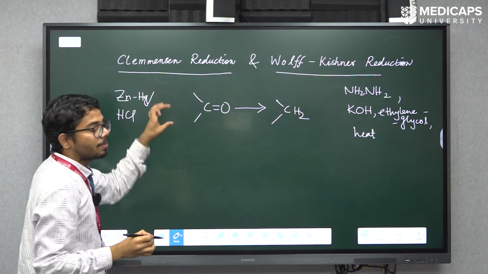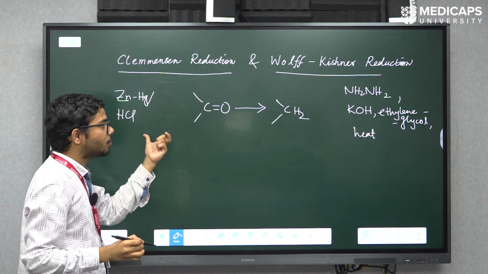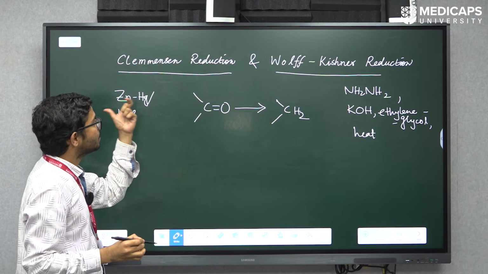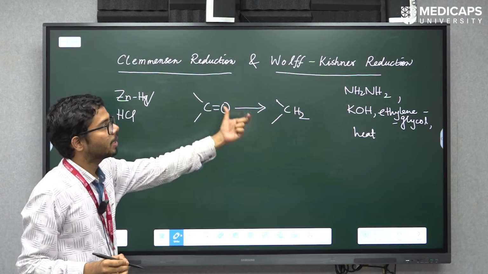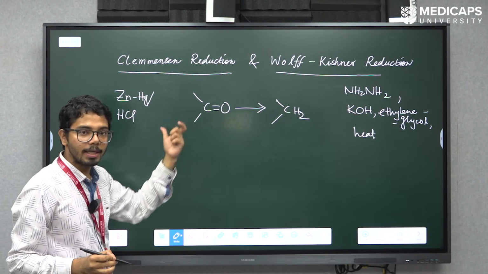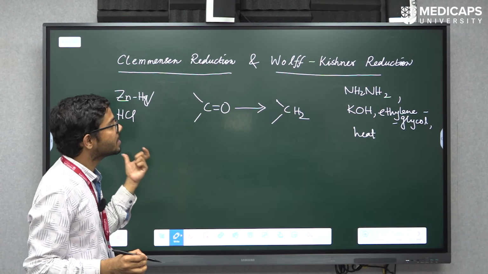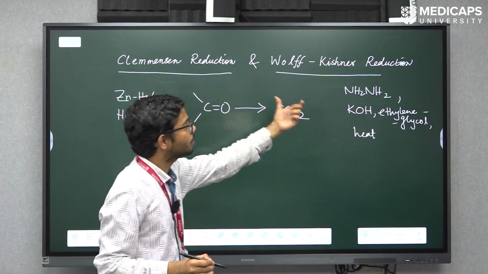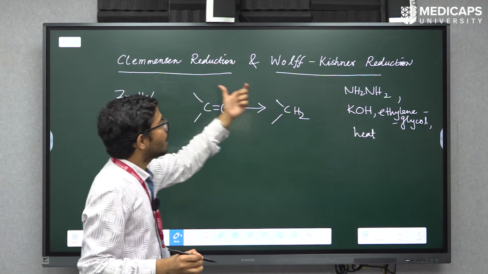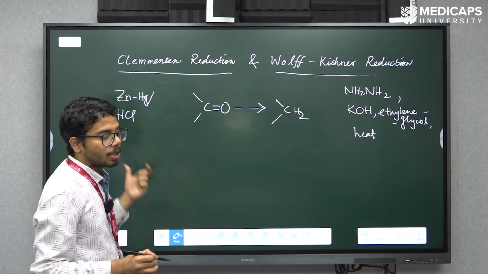So if my substrate contains some acid-sensitive group, we cannot go with Clemmensen reduction; we have to go with Wolff-Kishner reduction. On the other hand, if my substrate contains some base-sensitive group, we cannot go with Wolff-Kishner reduction and we have to go with Clemmensen reduction.